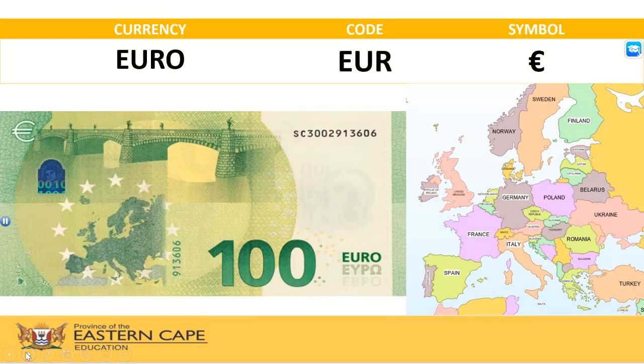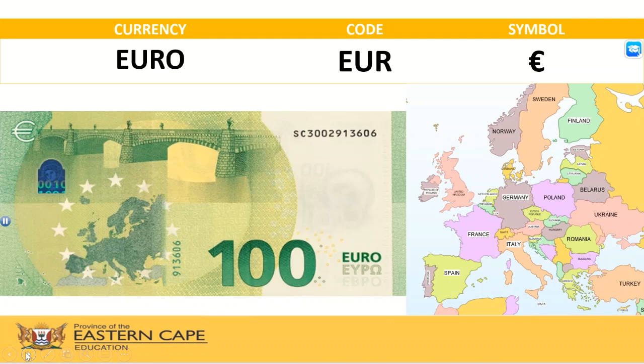The following currency is the euro. The currency code EUR, and the symbol is on the extreme right-hand side. Take a look at the banknote itself. There you will see there is the outline of a map of Europe, hence the name Euro. But I would like you to draw your attention to the map on the right-hand side of your screen.